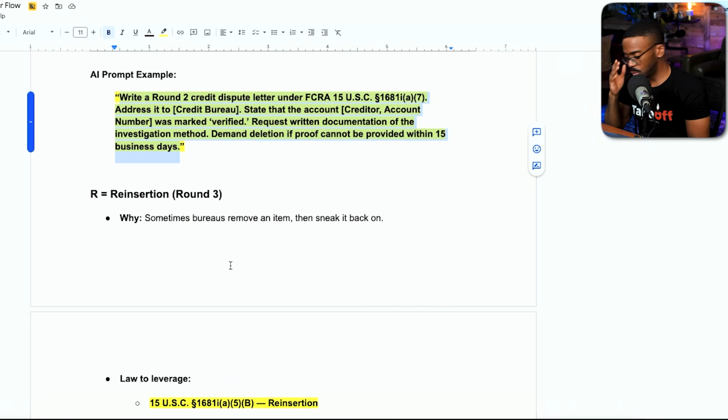Or fun fact, we won't get too much into it on this video, but a lot of times if you see an account has been removed and added back, it was never really removed. The credit reporting agency just blocked it, because technically by law, when an account is under dispute, a credit reporting agency is supposed to block it from your account until the investigation is finalized. Most people don't know that, but I just gave y'all a little gem. We'll talk about that on a separate video.